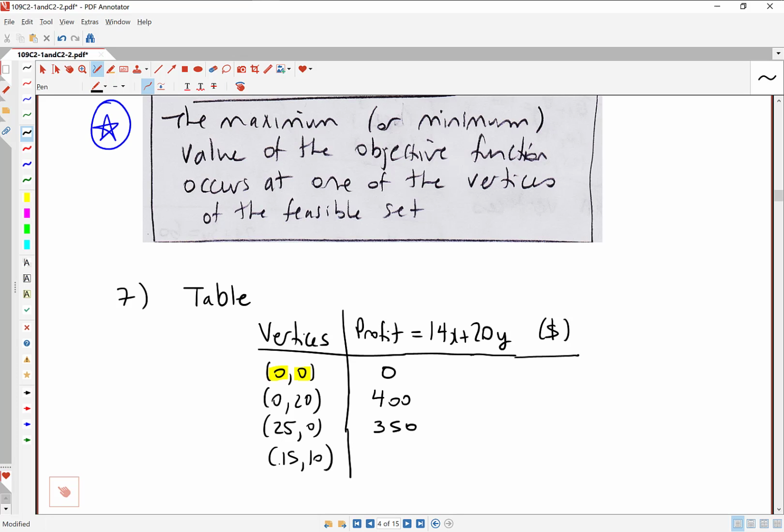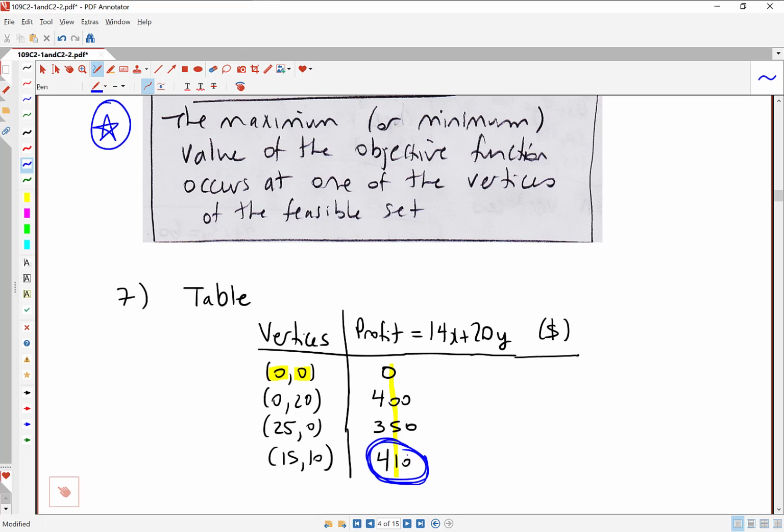And then finally, when X is 15 and Y is 10, we get 14 times 15 plus 20 times 10. And you can grab your calculator there. That works out to $410 of profit. So remember what we're trying to do here in this problem is maximize profit. So now the problem comes down to just looking at all these profit numbers and you're just choosing which one is the biggest. Oh, 410 is the biggest profit on this list. So that's the maximum profit that we can achieve each day.